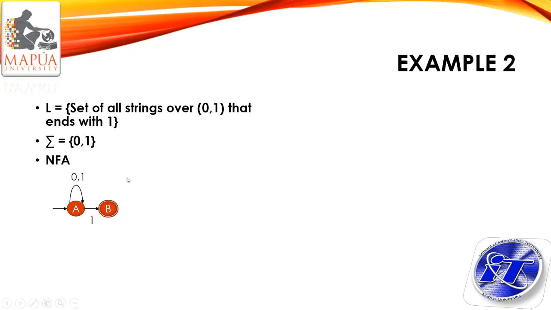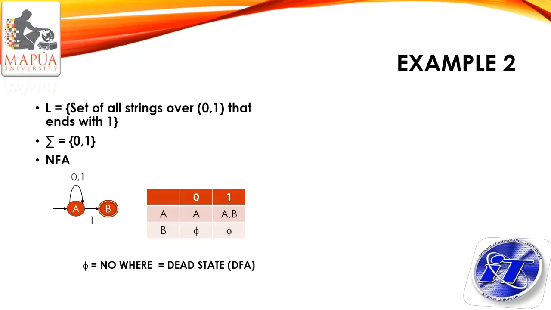Okay? So from here, let's create the transition table. In state A, if we have 0, it will just go to A. And if we have 1, it could either go to A or B. While in B, if it's 0 or 1, there is nowhere to go. Again, the phi symbol represents nowhere to go. It will just stop on that state, but in a DFA, it could be represented by a dead state.